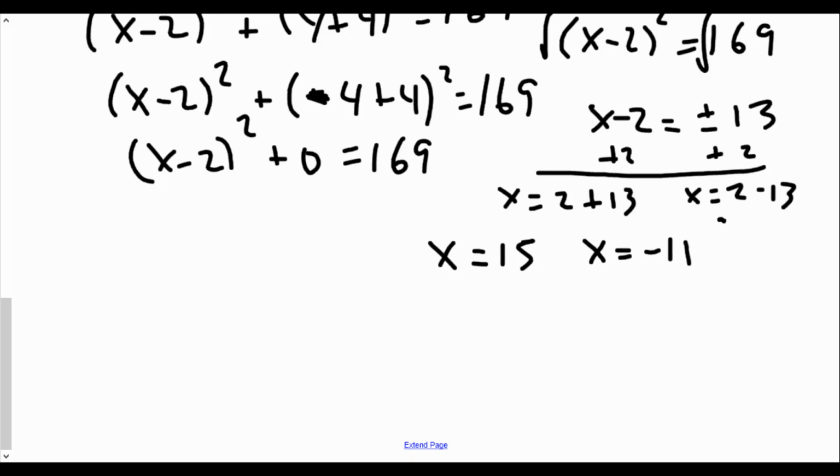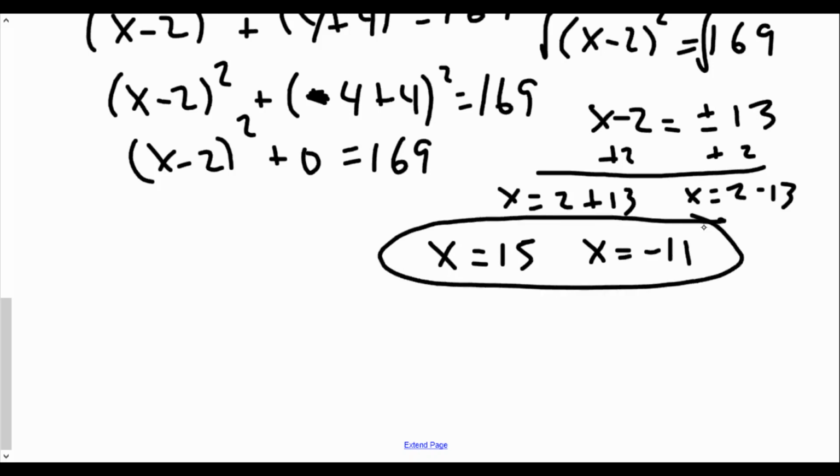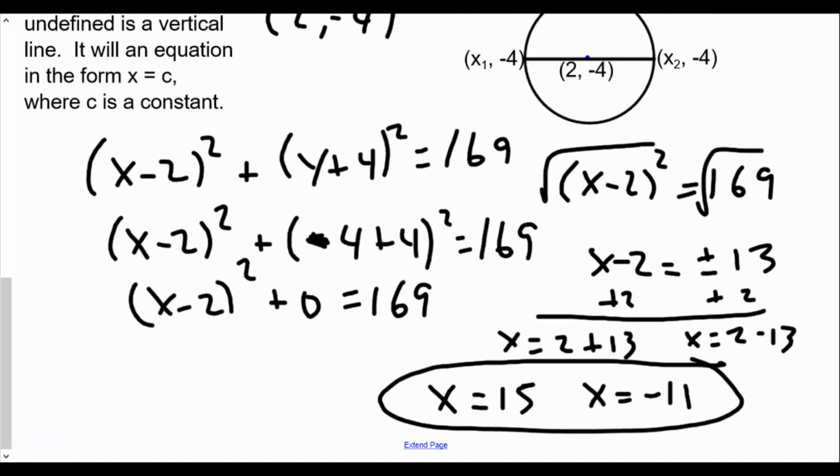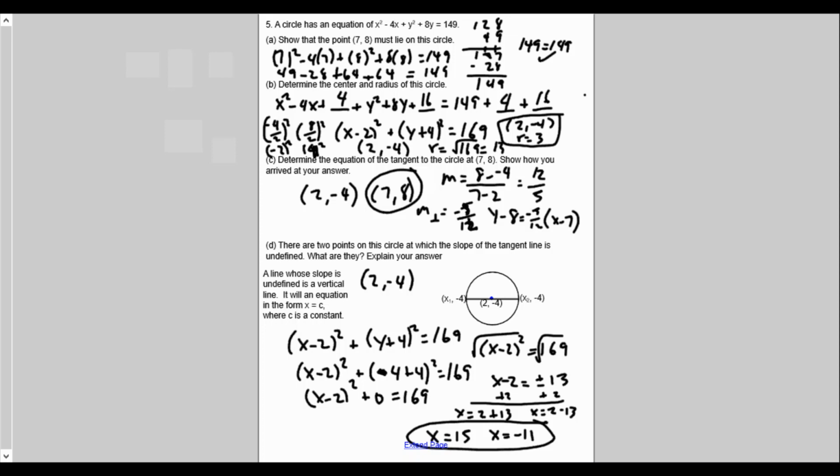And these are the equations of the two lines tangent to the circle that are perpendicular, or have an undefined slope. Okay, ladies and gentlemen, so this is our review of question 2, lesson 27 homework review. I'm going to make this full page in case you want to see everything.